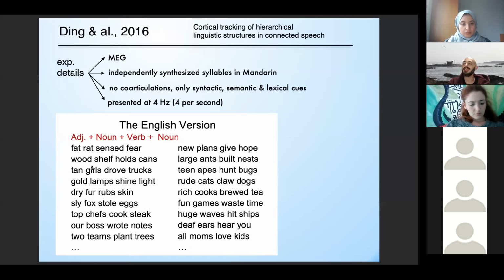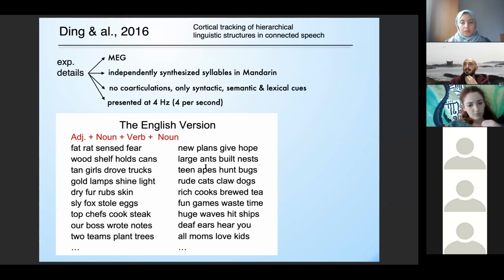So in the English version of this experiment, it would look like this. Every sentence was made by adjective, noun, verb, noun. Fat rat sends fear. Wood shelf holds cans. Teen apes hunt bugs. Rude cats claw dogs. So see, every word is monosyllabic, and they're all presented at the same rate, and they're all meaningful. So it's like a short sentence with some meaning, okay?